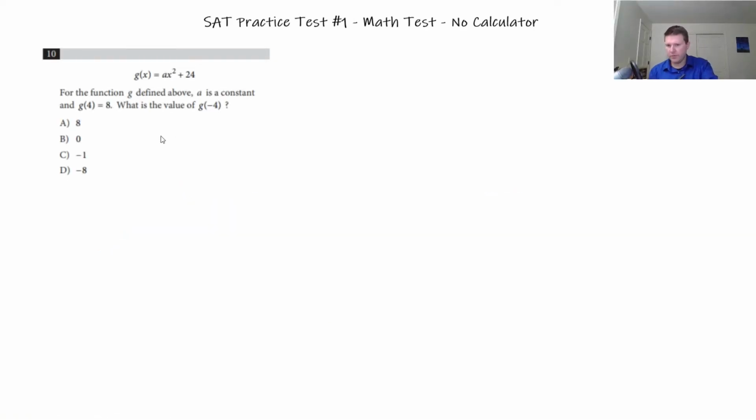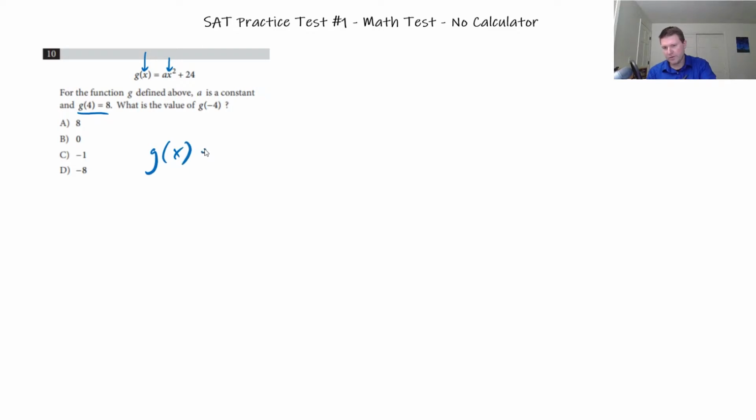Okay guys, so number 10. First thing we want to do is just hone in on this right here, the fact that g of 4 equals 8. So remember, whenever they replace the number that's right here with something else, you're just going to want to plug it in for all the x's that you see in the equation. That's just the essence of function notation. So it'll just look like this.